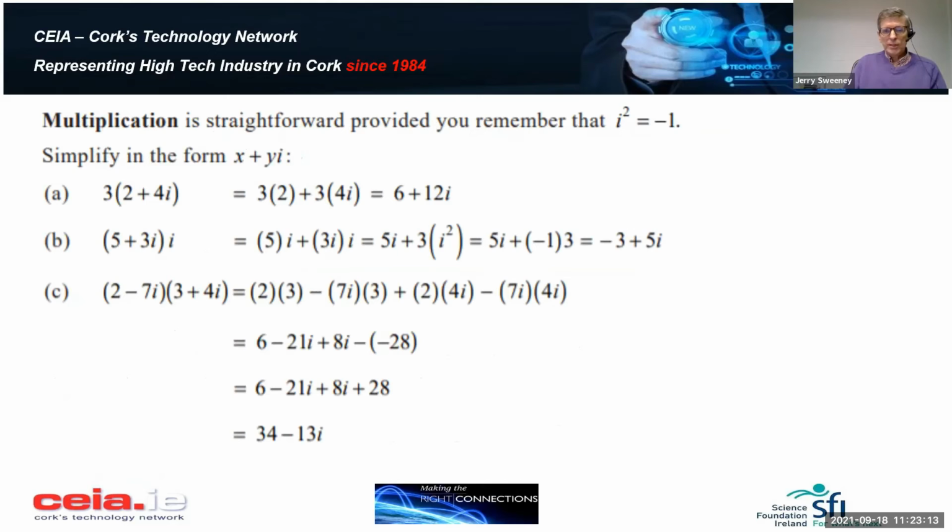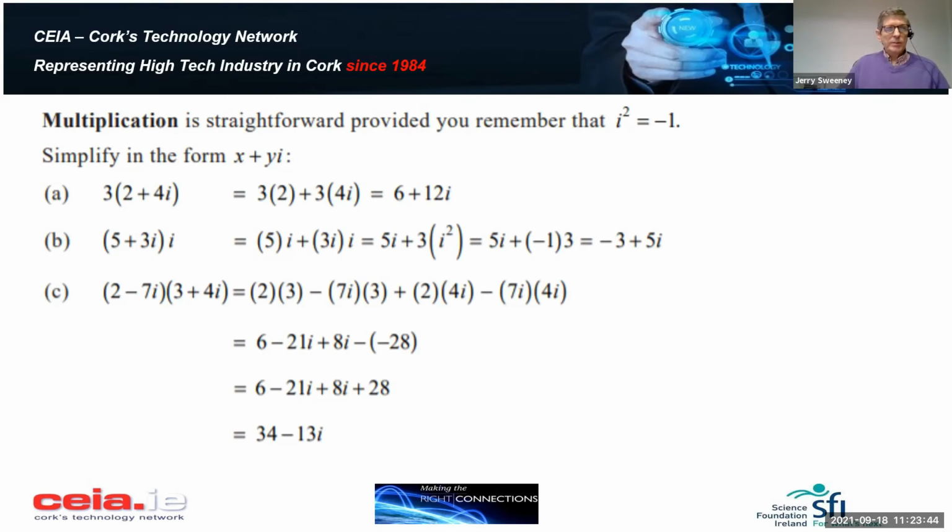Multiplication is straightforward, provided that you remember that i squared is equal to minus 1. So what we're going to do is simplify these. They're not expressions because there's no variable in them. i is not a variable. So these are just numbers that need to be multiplied together.